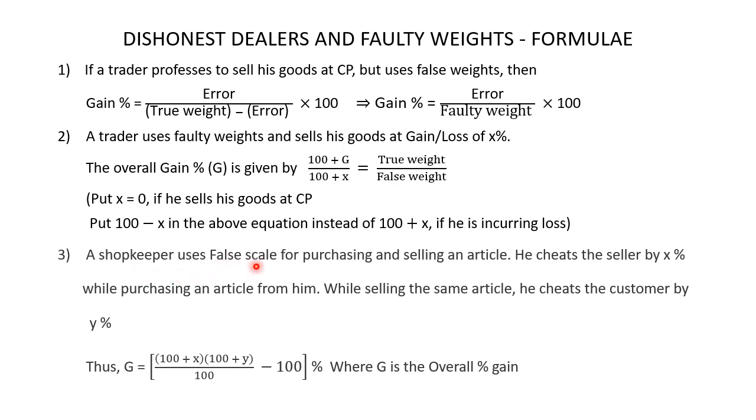A shopkeeper uses false scale for purchasing and selling an article. He cheats the seller by X percent while purchasing an article from him, and while selling the same article, he cheats the customer by Y percent. Then G is equal to 100 plus X multiplied by 100 plus Y divided by 100 minus 100%. Here G is nothing but the overall gain percent.